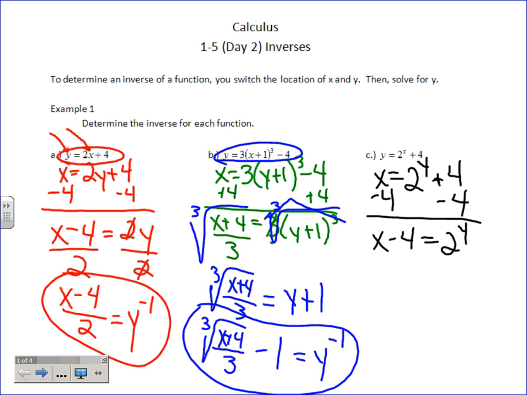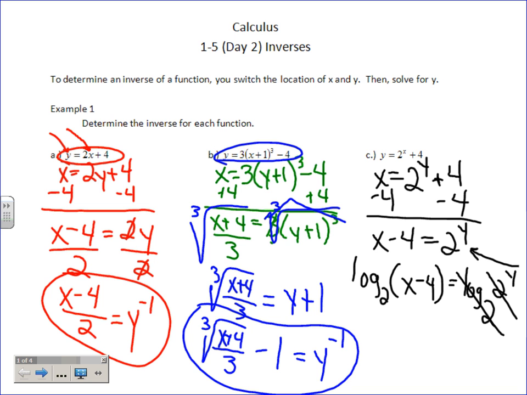Which it is going to be a logarithm, because I want to get the exponent out of there, but you have to be very picky as to which one you use. Log base 2, because the base over here is 2. So log base 2 of this side, x minus 4 stays in there. If I take log base 2 of 2 to the y, this is why it works right here, if you want to look up here. Log base 2 of 2 to the y simply becomes y. And so you've gotten y by itself. It actually works out fairly nice.